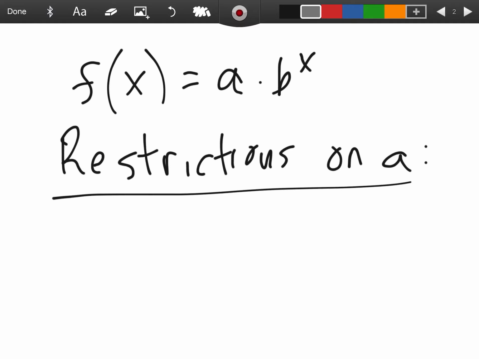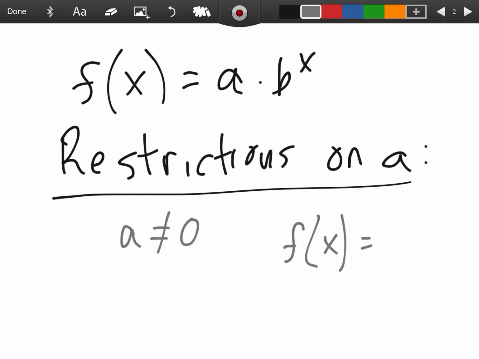And we want to just start off, let's list some of our restrictions on a. What values can a not be equal to? Well, in this case, there's really only going to be one restriction on a, and that is that a cannot be equal to 0. And let's just think about what's the reasoning for that.